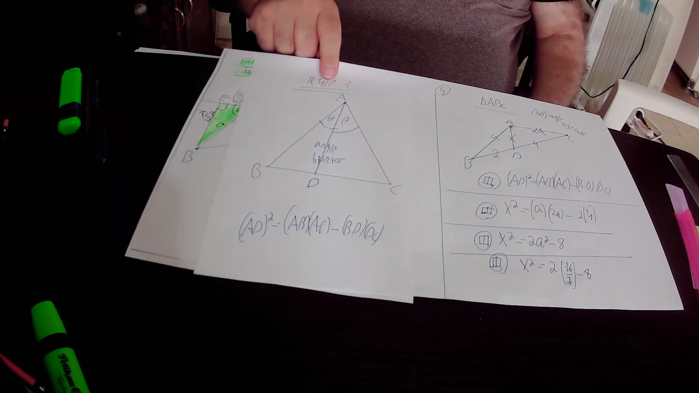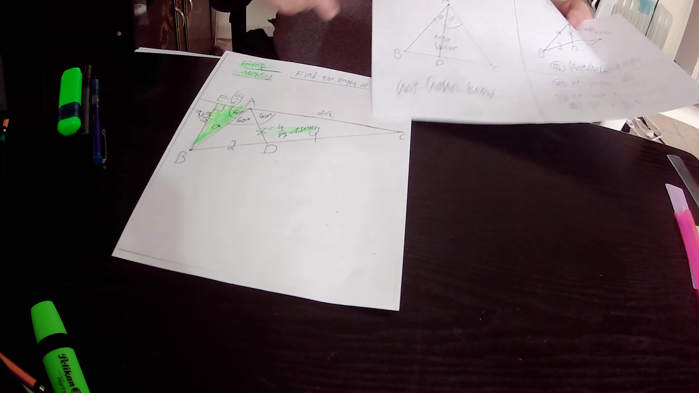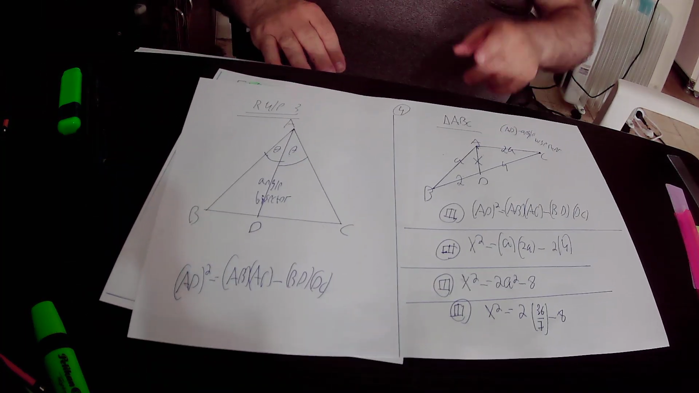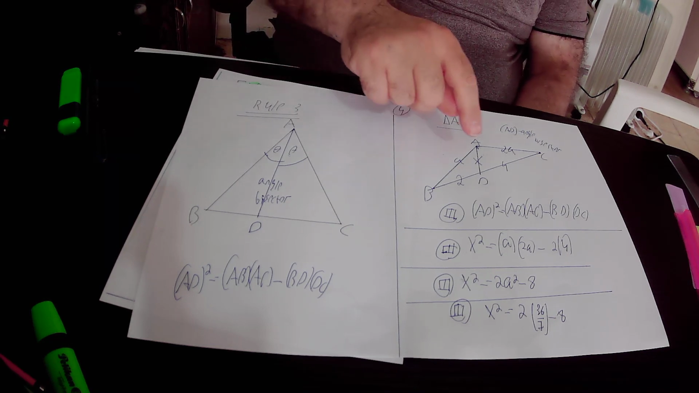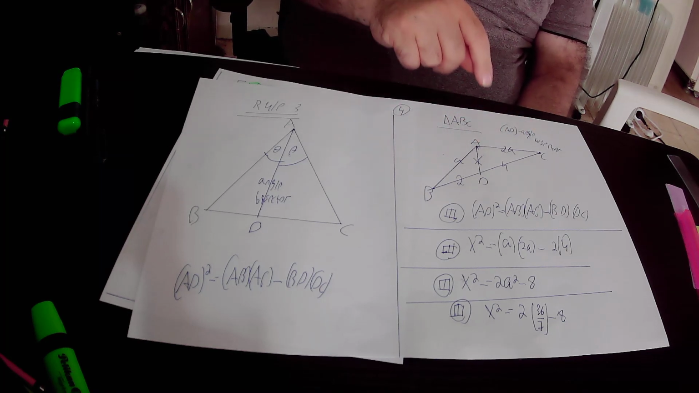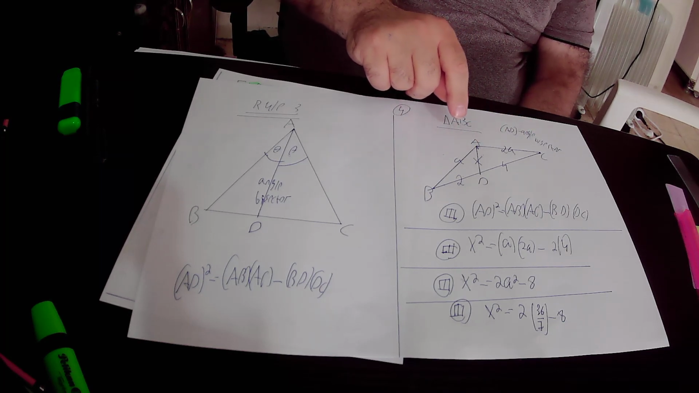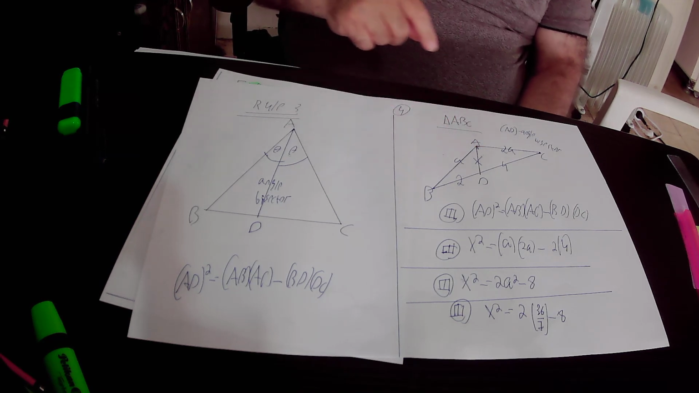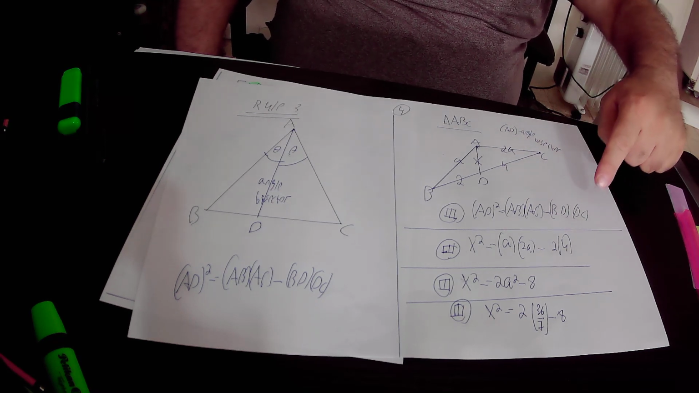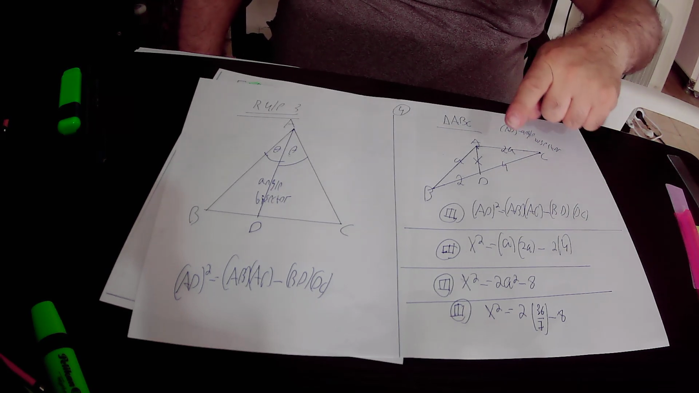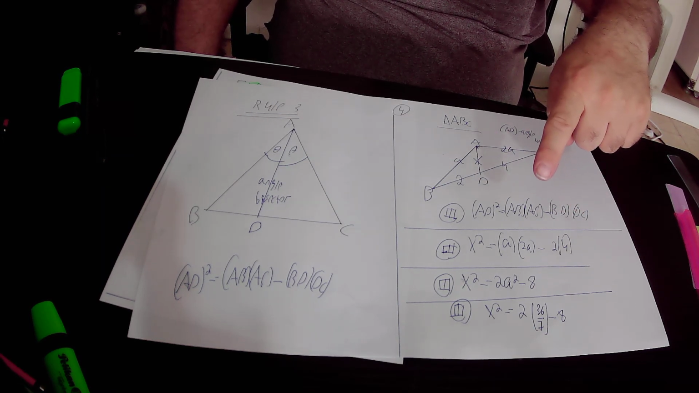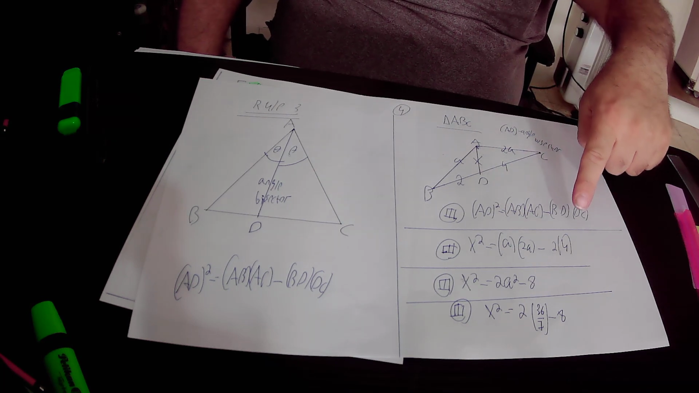Okay, we implemented the angle bisector theorem in triangle ABC, so I copied triangle ABC in this new page, and we implemented rule number 3 in triangle ABC. According to rule number 3, we get that AD square equals AB times AC minus BD times DC. AD equals X, so AD square is X square. That is equal to AB is 2, AC is 2A, DB is 2, and DC is 4. So X square equals 2 times 2A minus 2 times 4, so X square equals 4A minus 8.